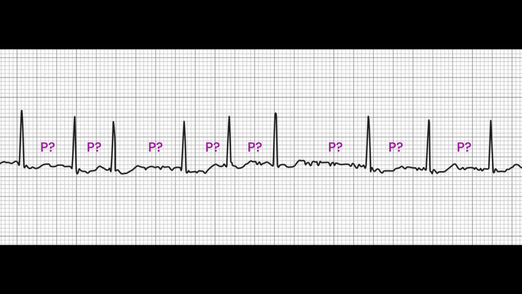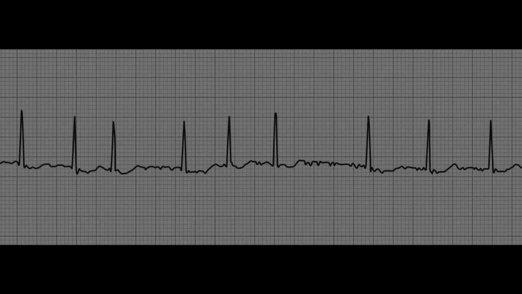Atrial and ventricular rhythms are remarkably irregular. As demonstrated in this EKG strip, you can see that the P to P intervals cannot be discerned and the R to R intervals are not consistent.